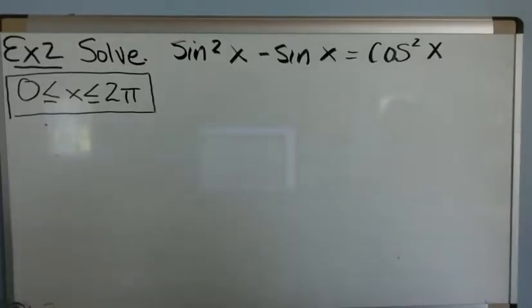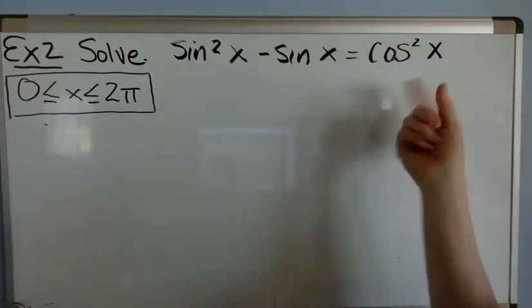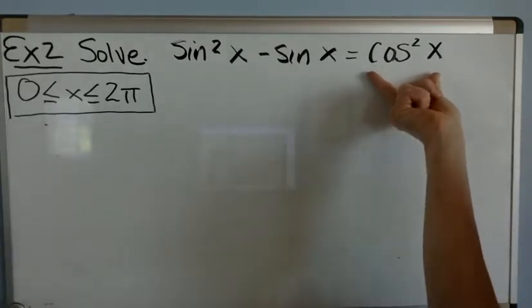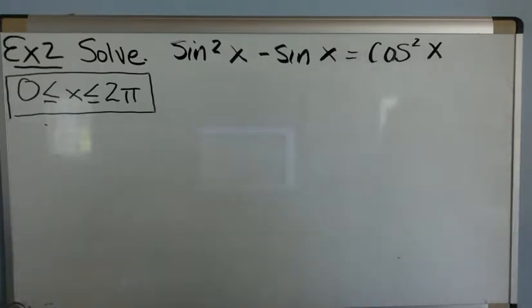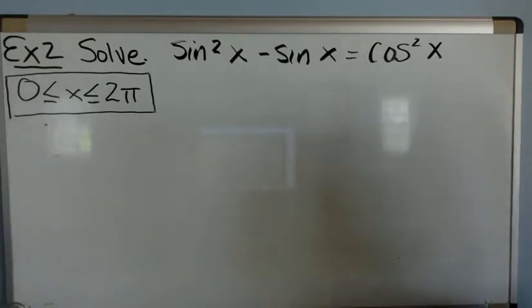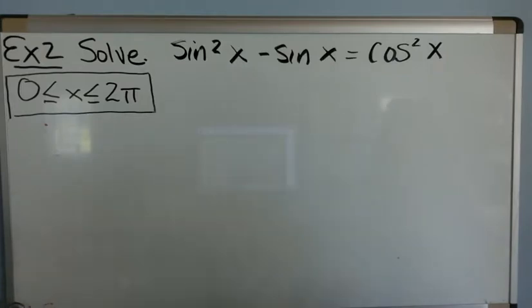Okay, let's do example 2. This one's a little bit more involved. We're actually going to do this by making a substitution for cosine squared of x, and then what we end up with is something in quadratic form, and then we'll solve by factoring.